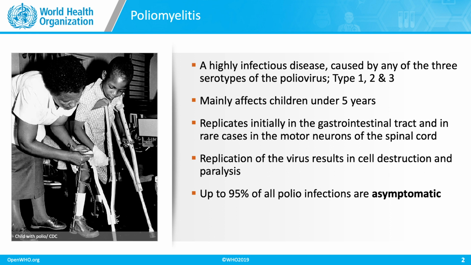Polio is a highly infectious disease caused by any of the three serotypes of poliovirus, types 1, 2 and 3. We will discuss more about the three serotypes later in the course. The poliovirus mainly affects children under 5. The virus replicates in the gastrointestinal tract and in rare cases in the motor neurons of the spinal cord. This replication of the virus results in cell destruction and paralysis. However, up to 95% of infected individuals will be asymptomatic. This means, although being infected with the virus, they will not demonstrate any signs or symptoms.